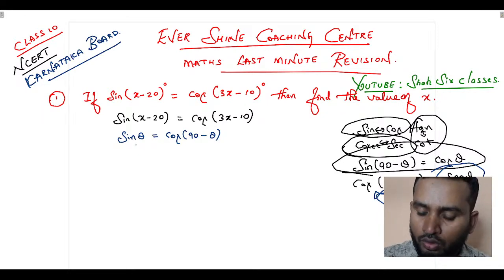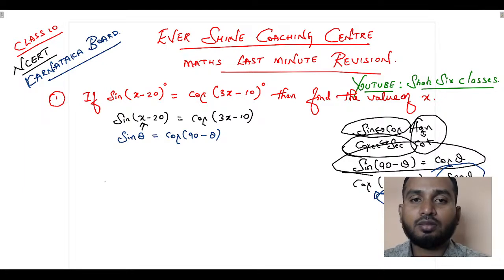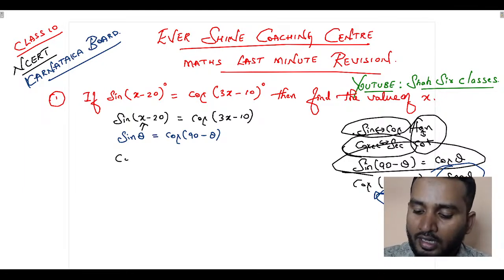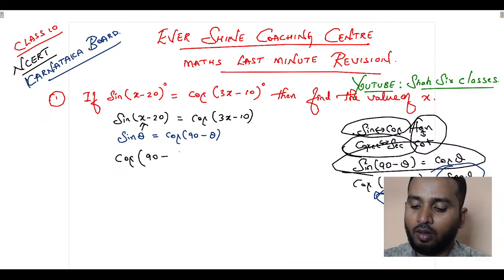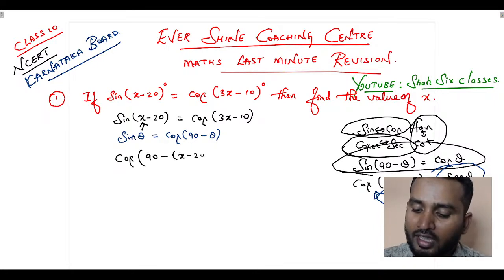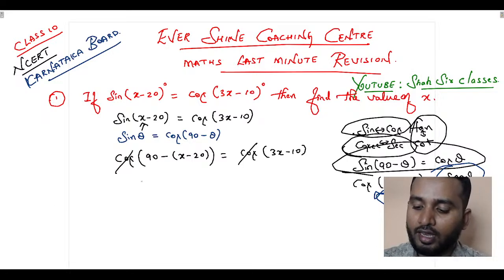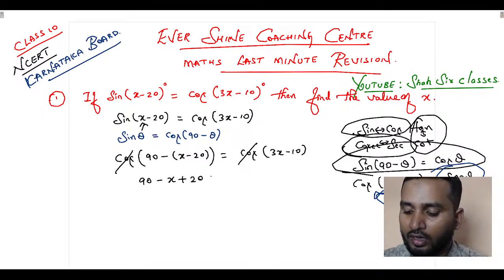Sin theta can be written as cos of 90 minus theta. Now what we do? Very simple, sin theta means cos of 90 minus theta. Here theta is x minus 20. So we can write cos of 90 minus (x minus 20), close the bracket, that is equal to cos of 3x minus 10. Now we can see cos gets cancelled. 90 minus into plus, minus x, minus into minus is plus 20, is equal to 3x minus 10.